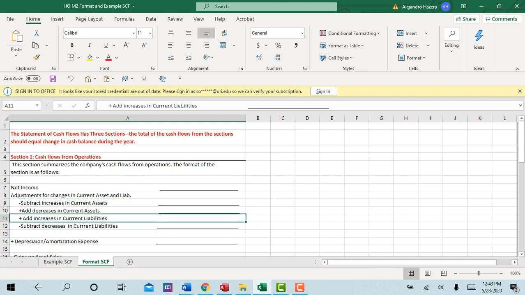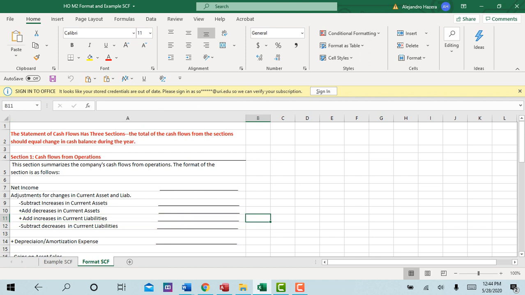The opposite holds true for liabilities, which is always the case in accounting. For liabilities, the change in any current liability goes in the same direction as the adjustment. So if accounts payable goes up, say you owed 11,000 at the beginning of the year and 20,000 at the end, that $9,000 increase in accounts payable would be added back to the operations section of the statement of cash flows. You add it back in this section right here.